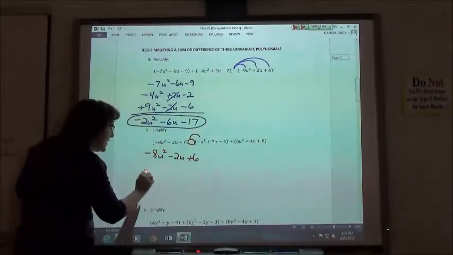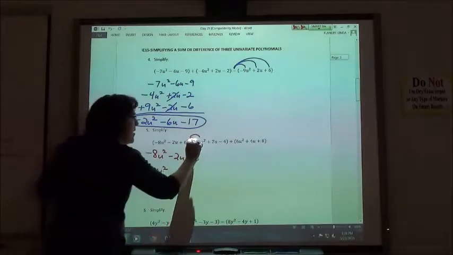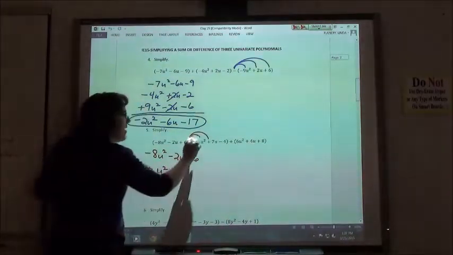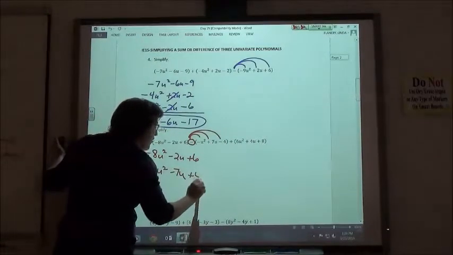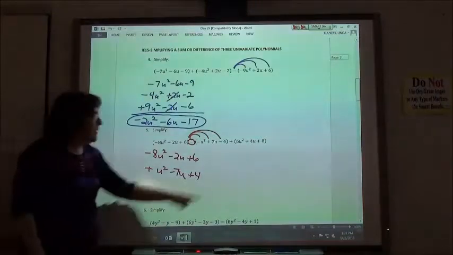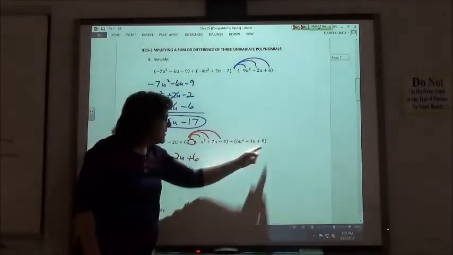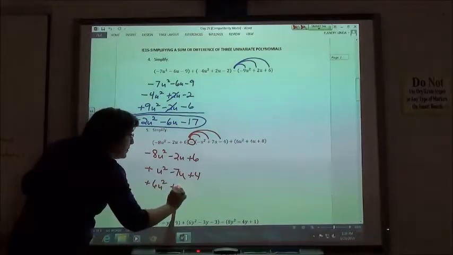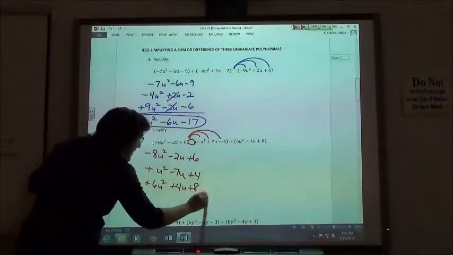Negative and a negative makes that a positive u squared. Negative and a positive makes that a minus 7u. Negative and a negative makes that a plus 4, so that I have the opposite of each one of those signs. This one has a plus sign in front, those all stay the same. So I'm going to have a positive 6u squared, a plus 4u, and a plus 8.